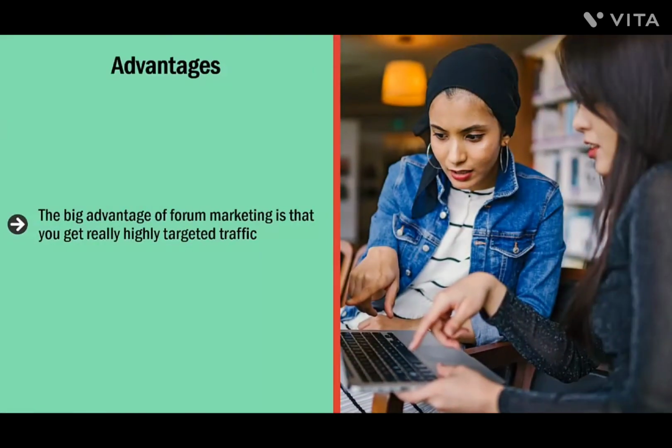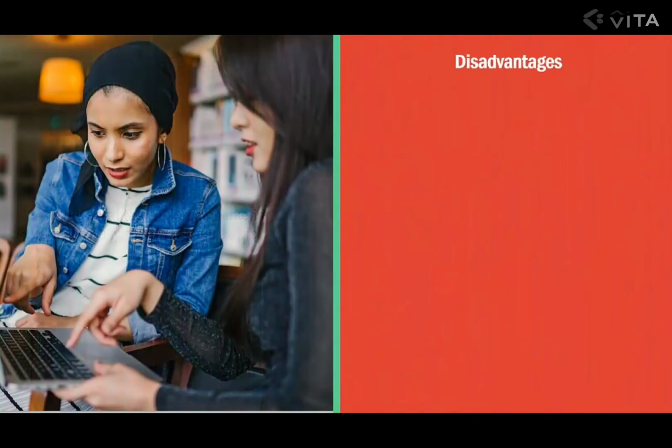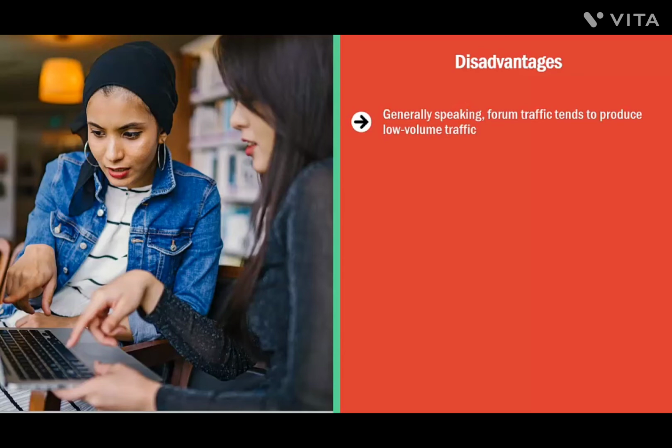Advantages. The big advantage of forum marketing is that you get really highly targeted traffic. These are people who are already talking about the problems that the affiliate products you're promoting solve. You are interacting with people who are directly interested in the solutions that you are promoting. Disadvantages. Generally speaking, forum traffic tends to produce low volume traffic. At best, you can get a moderate level of traffic from these platforms.